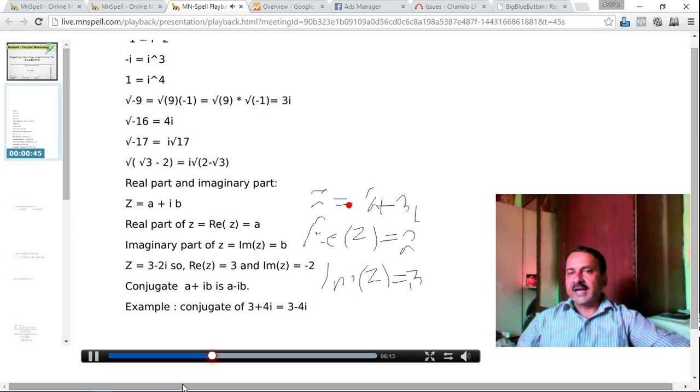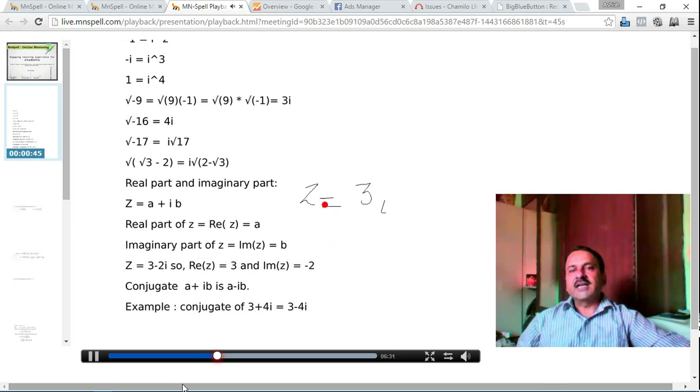Don't write 3i. 3i is not the imaginary part. The imaginary part is 3. The real part is 2. If I ask you, what is the real part of this complex number? You can see that there is no real part. So you will write real part of z is 0 because there is no real part, and imaginary part is 3.